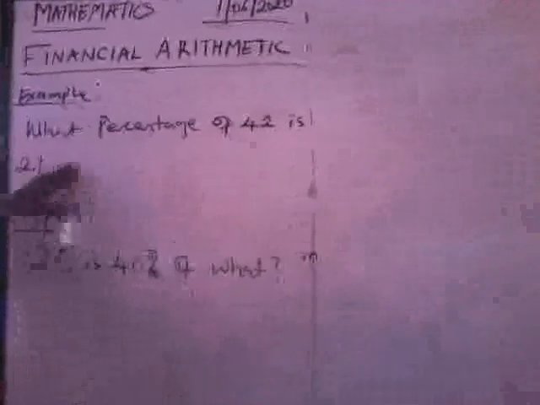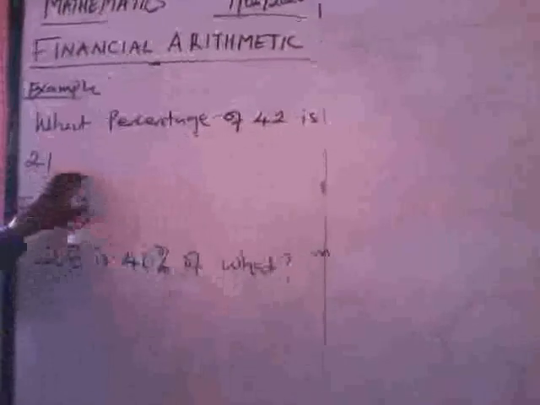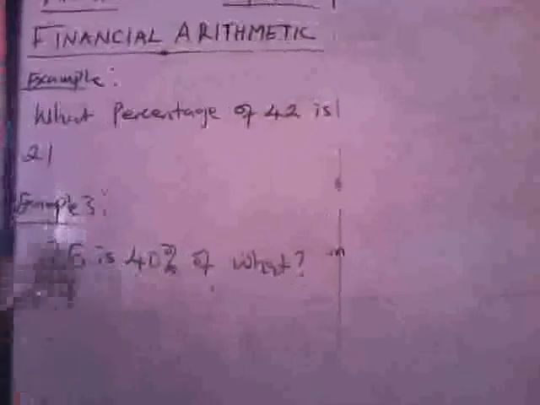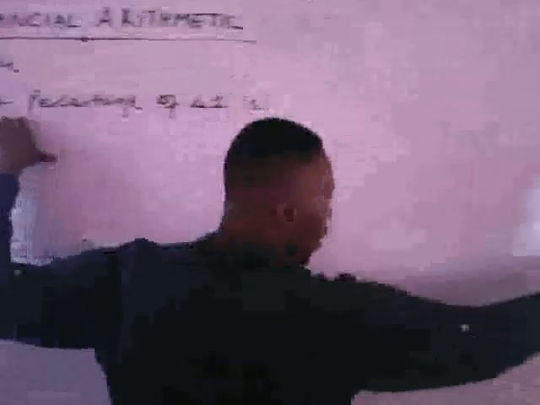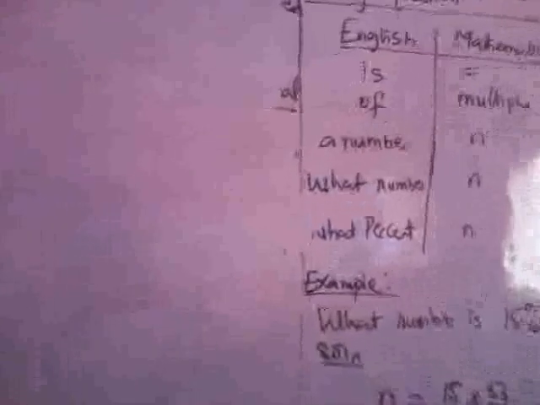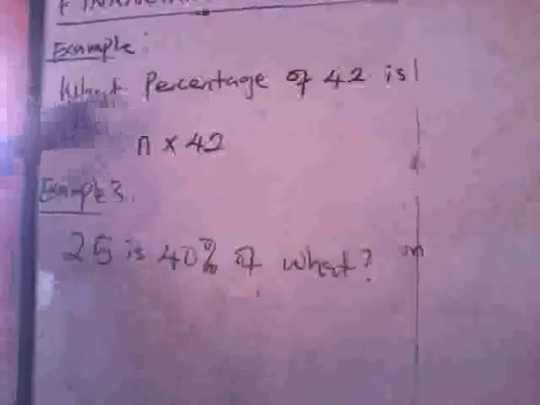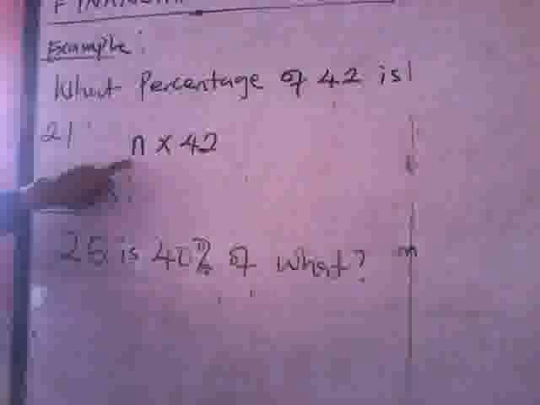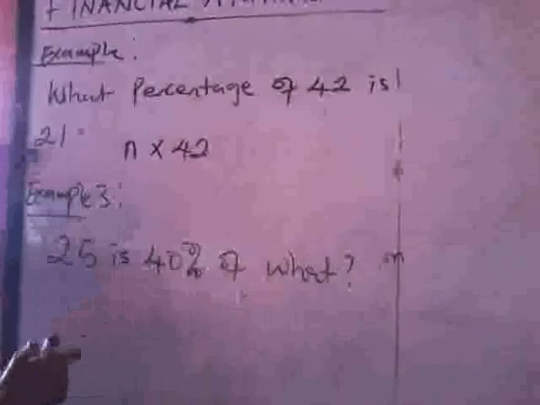Okay, another example. What percentage of 42 is 21? Now, if you remember, we said here, what percent, we call it n. So, in order for me to solve this, what percentage of 42? What percentage? We don't know it, we say times 42. Remember, we are talking about percentage.